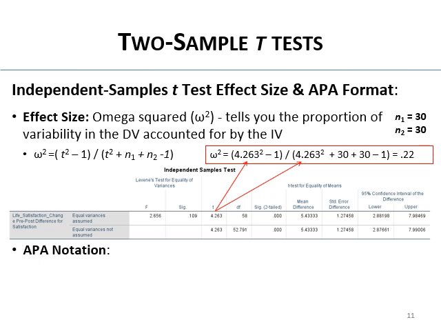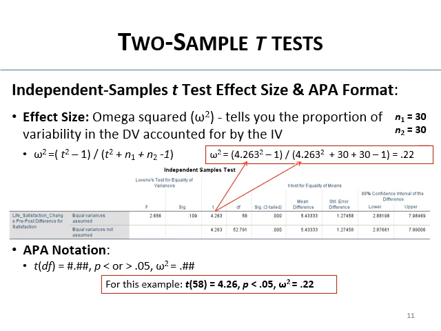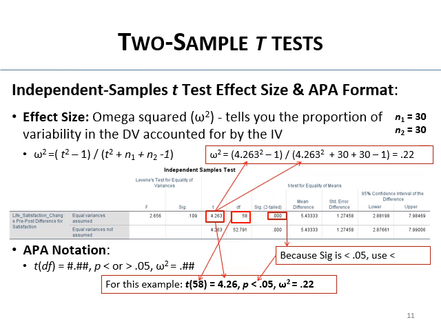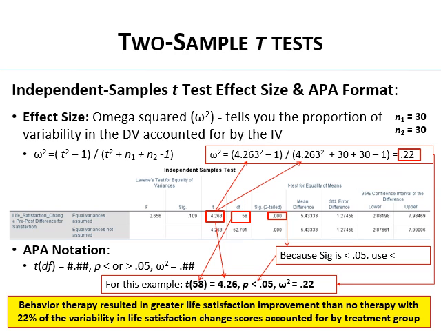To write this up in APA notation, we've got to follow their format again. It's kind of like it was for one sample t, right? We just got to fill this in. Where does all this come from? A t with 58 degrees of freedom was equal to 4.26, so you go to 2 decimals. Our p was less than 0.05, right? So we use the less than sign, and our omega squared was 0.22 from up at top.